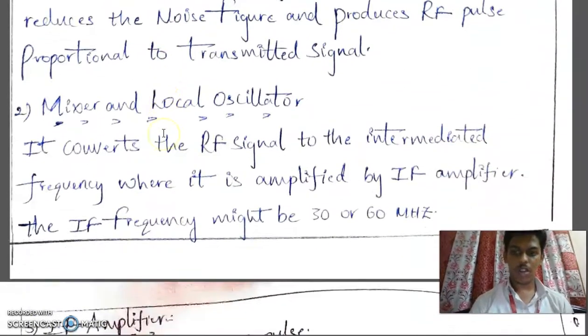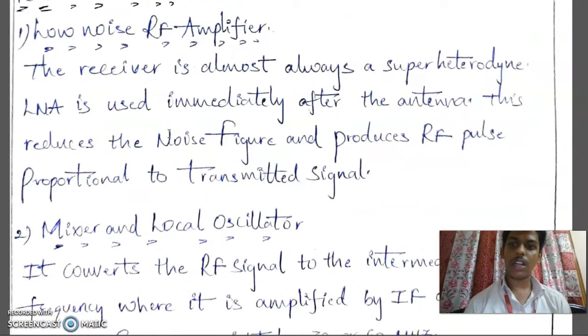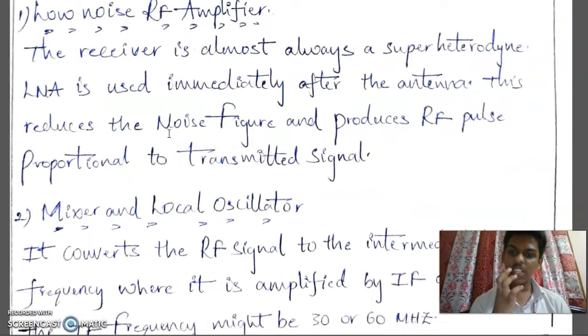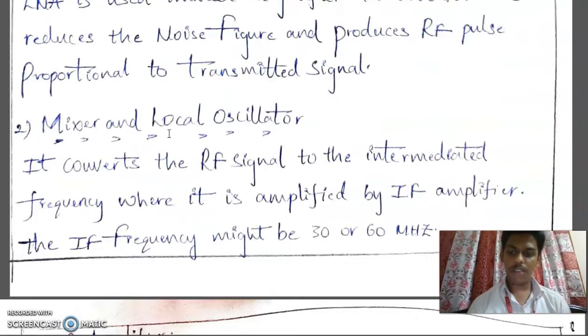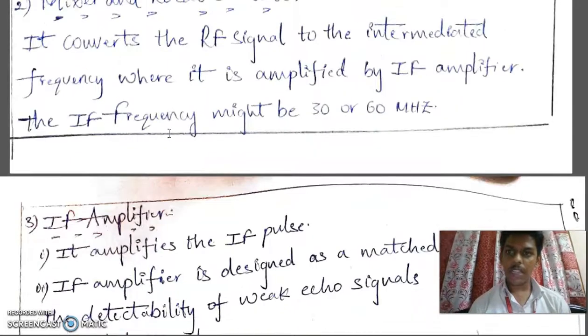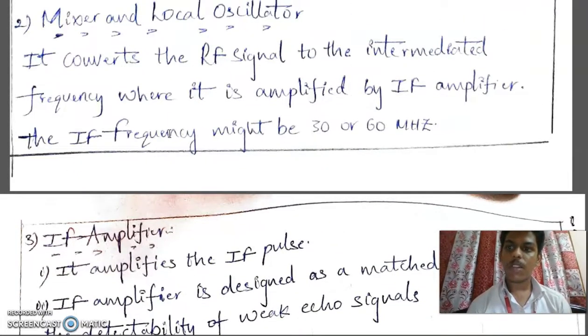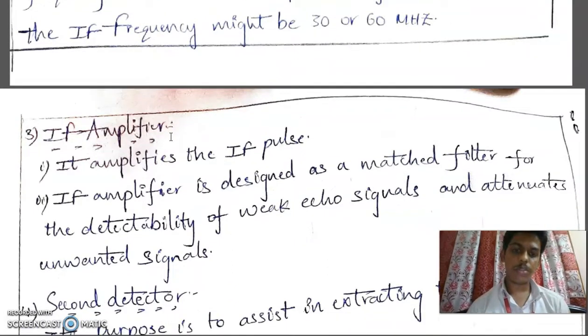Next, coming to the mixer and local oscillator. The RF pulse proportional to the transmitted signal is converted to the intermediate frequency, where it can be amplified by an IF amplifier. The IF frequency may be 30 MHz or 60 MHz. Next block is the IF amplifier. The mixer and the local oscillator convert the RF signal into the intermediate frequency, and the IF amplifier amplifies the IF pulse. The IF amplifier is designed so it can be used as a matched filter for the detectability of weak echo signals and attenuates unwanted signals.